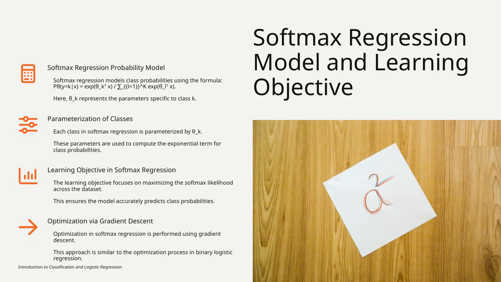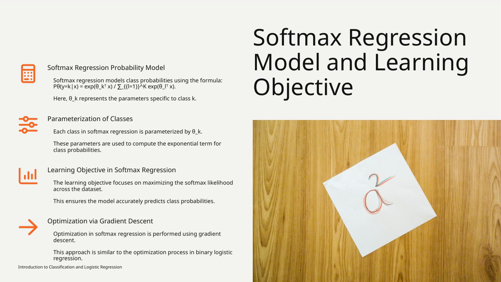Let's delve into softmax regression, which is a probability model used for multi-class classification. Basically, it models the probability of each class with the formula p_theta(y = k | x) equals the exponential of theta_k transpose x, divided by the sum of exponentials of theta_l transpose x for all classes l from 1 to k. Here, theta_k represents the parameters that are specific to each class k.